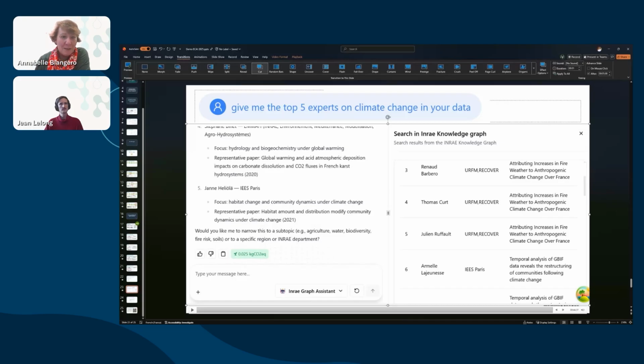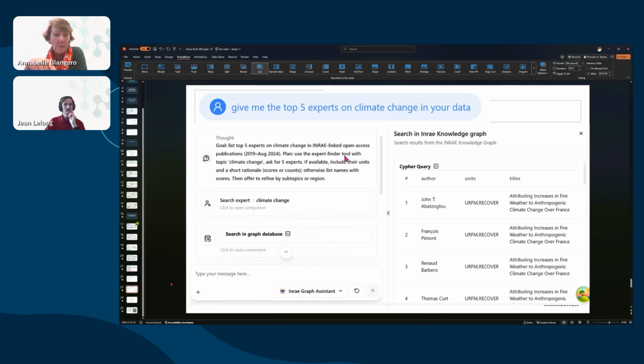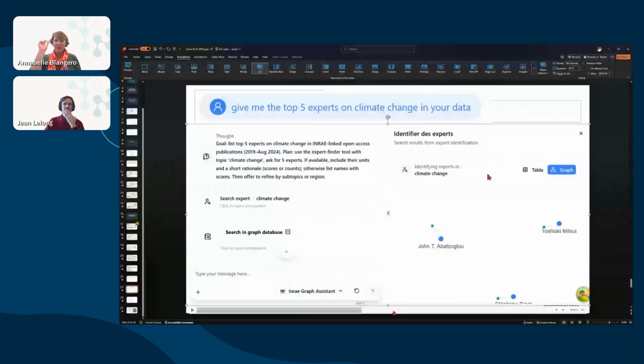Okay, so yes, you have the final answer on the left, but you can see all of the different intermediate answers on the right. Jean, do you have a place where we can show the graph extract as well? Yes, so here is the part of a graph that has been extracted in one of the queries, and we can show this in the interface as well.